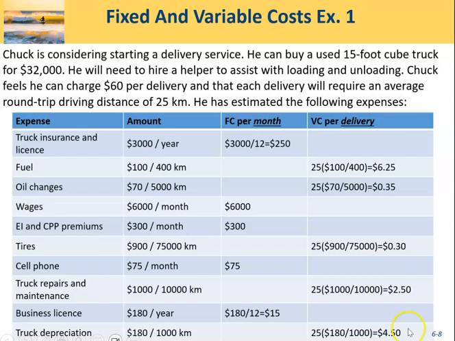And finally, truck depreciation. If you remember, the value of a vehicle depreciates over time. So we have to take it out of the asset and put it as an expense called depreciation expense on our income statement. If we do the 180 divided by 1,000 kilometers, it gives us the per kilometer amount, multiplied by 25 to give us $4.50 per delivery.